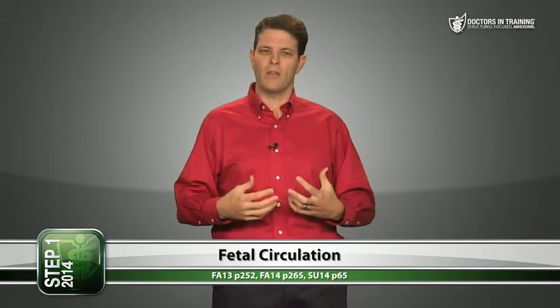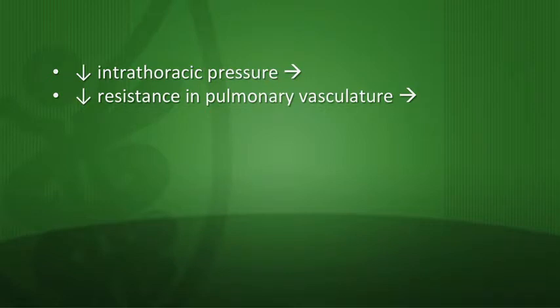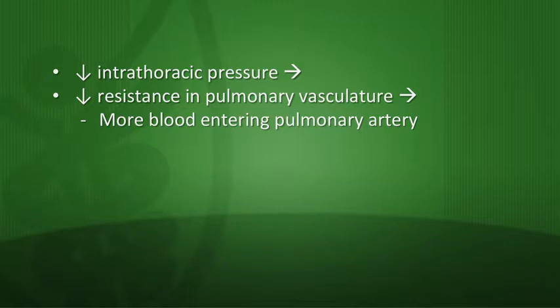So when you take a breath, the intrathoracic pressure decreases. And this decreases resistance in the pulmonary vasculature. So you expand the pulmonary vasculature and it creates a little vacuum that starts to suck blood from the right side of your heart. So now more blood is entering the pulmonary artery. That also means that more blood is returning to the left atrium via the pulmonary vein.